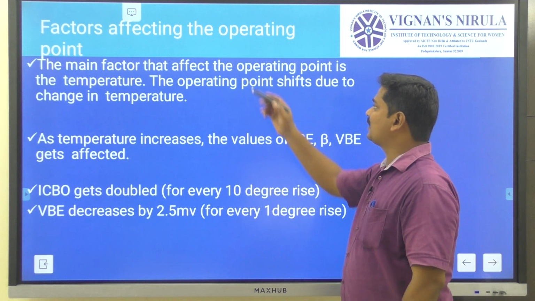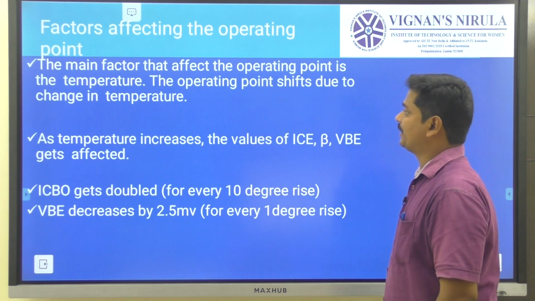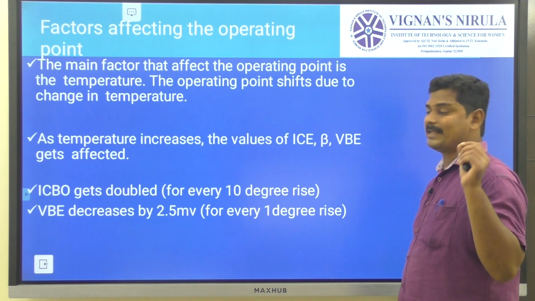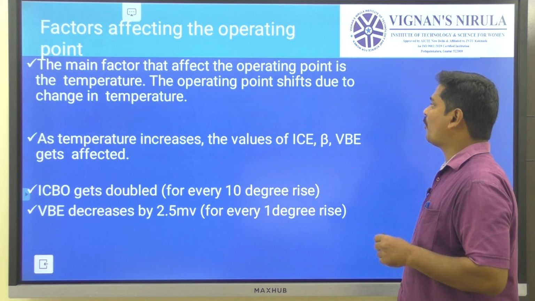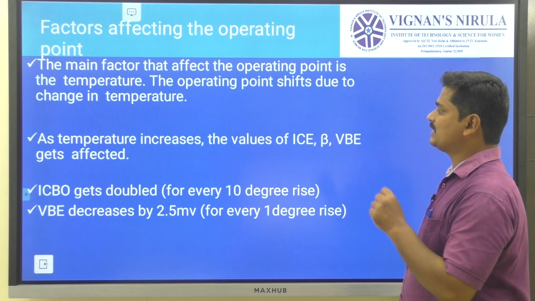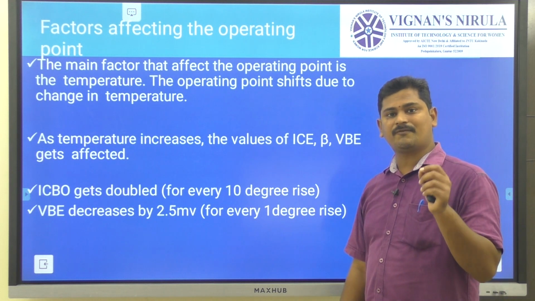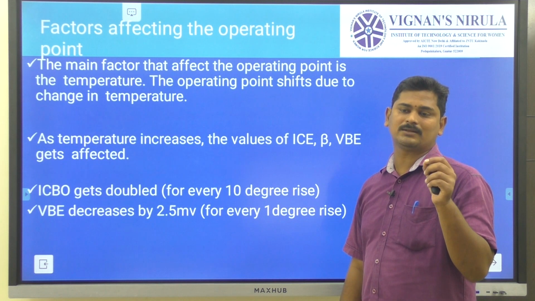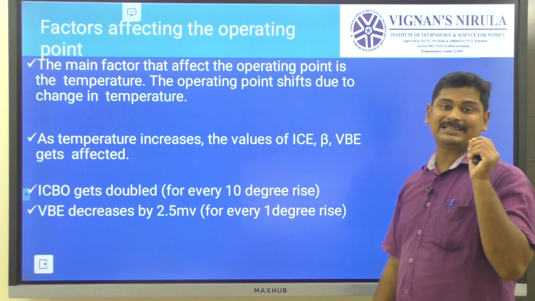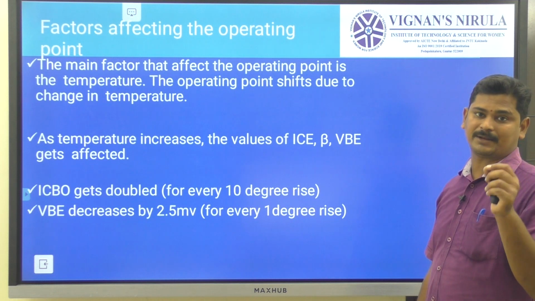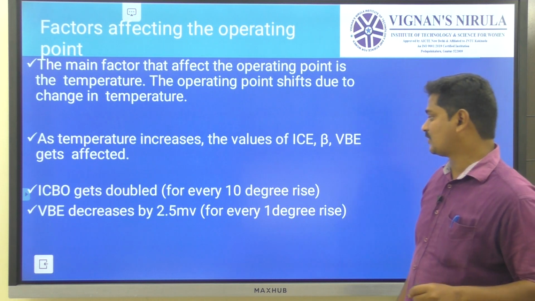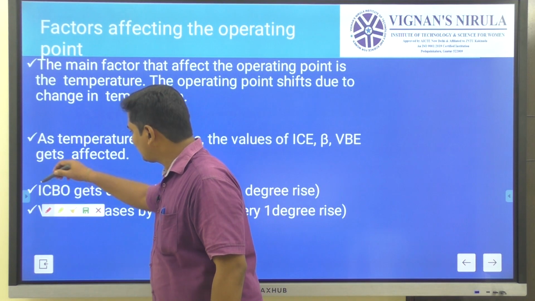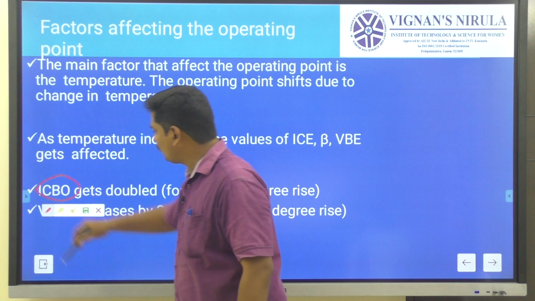So next, the factors affecting the operating point. The main factor that affects the operating point is the temperature, and the operating point shifts due to the change in temperature. This change of temperature has a big impact on the collector current, because for every 10 degree variation of room temperature, the reverse saturation current, that is ICBO, will vary.